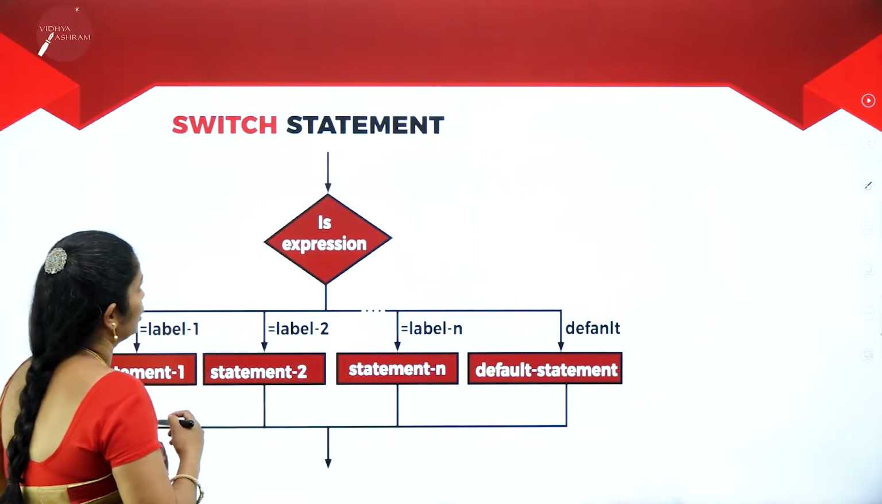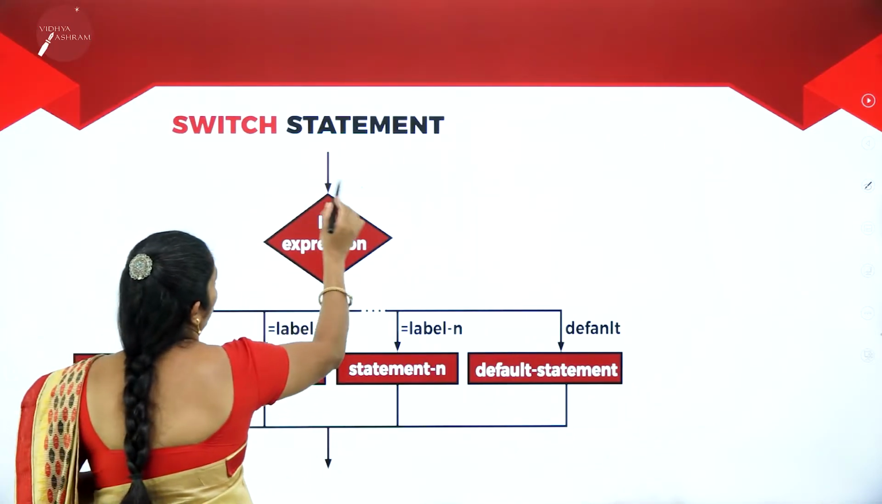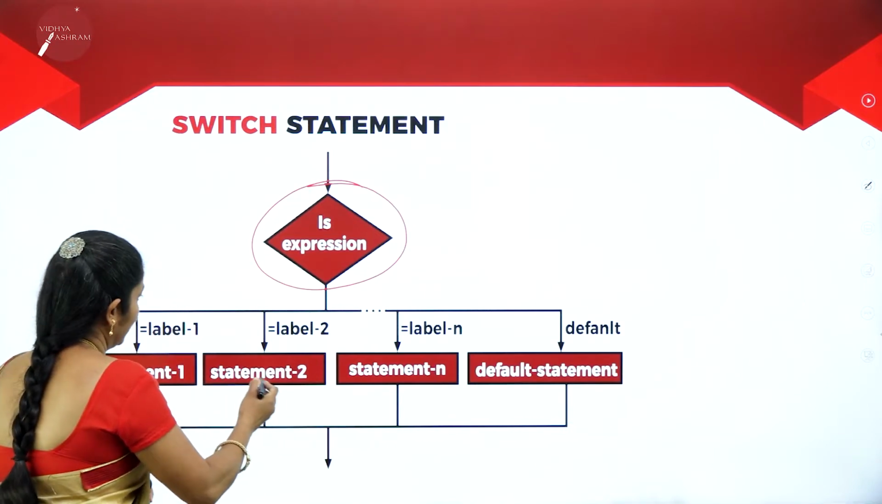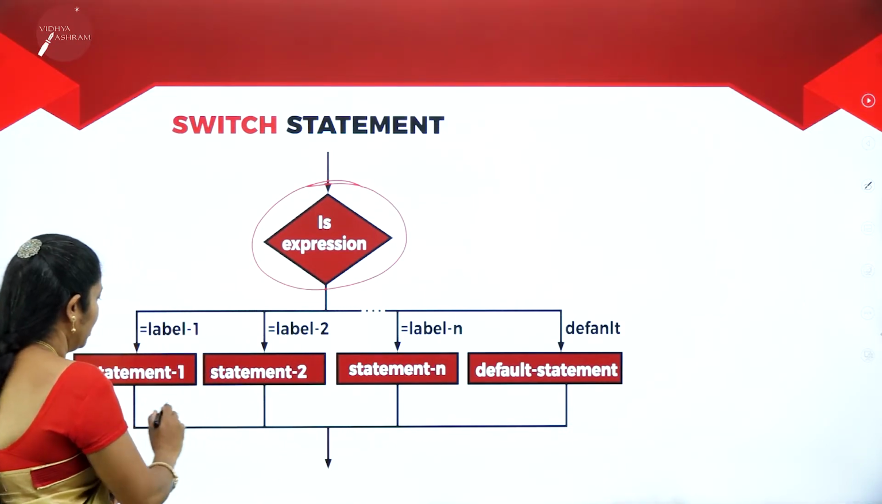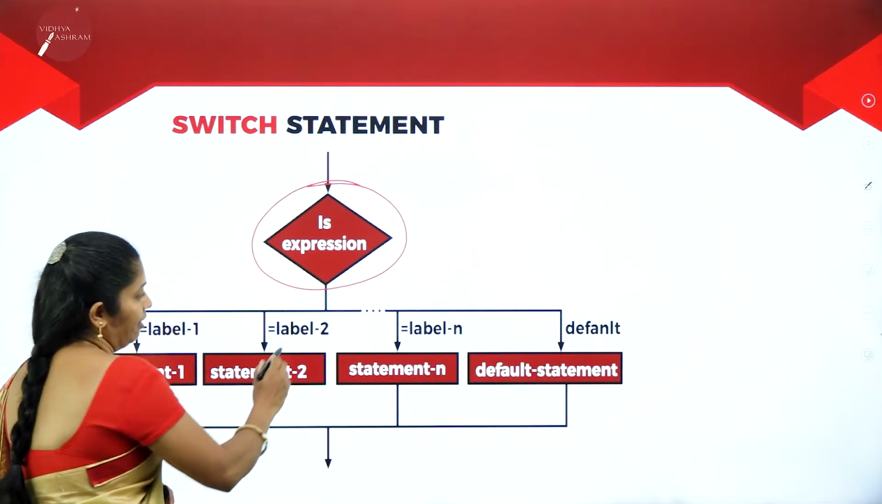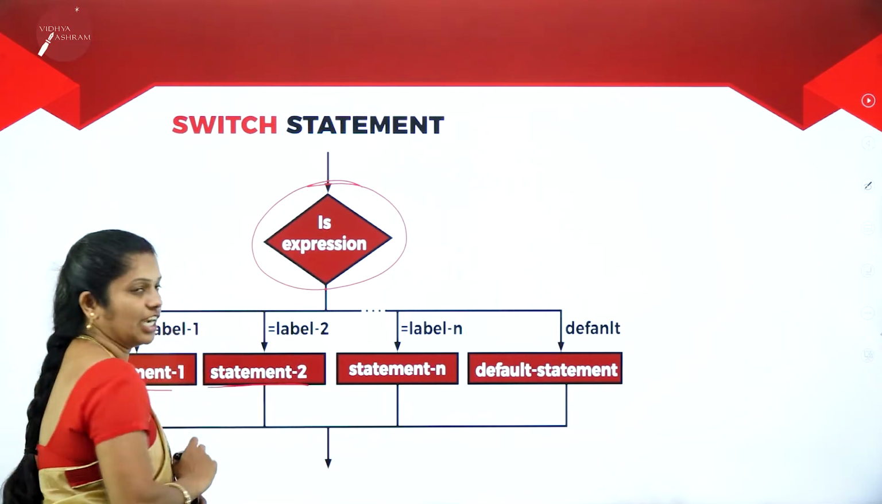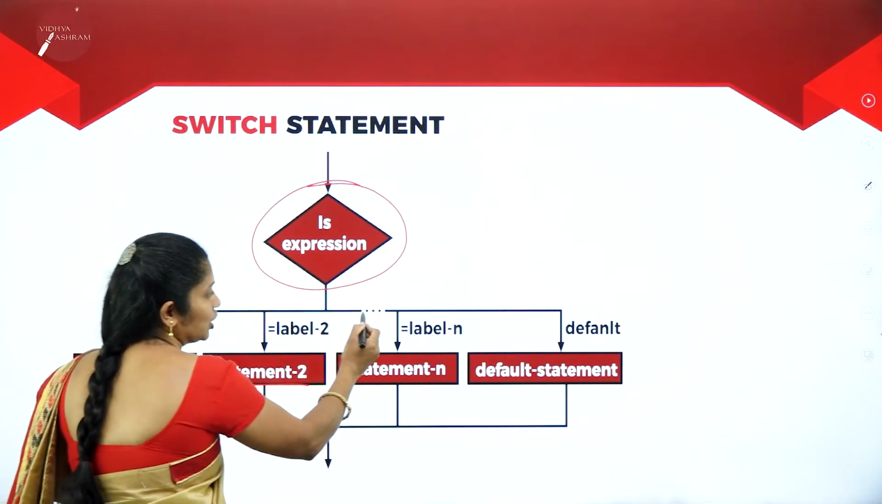If you observe this flow chart, what happens? We have only one condition. On that condition, if the label is equal to 1, then statement 1 will execute. If the label is equal to 2, then statement 2 will execute. Like this, it will continue.